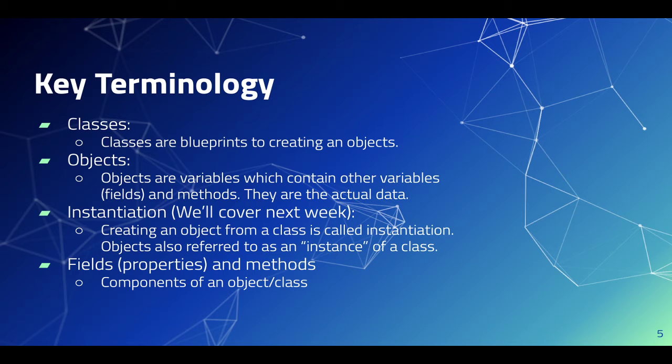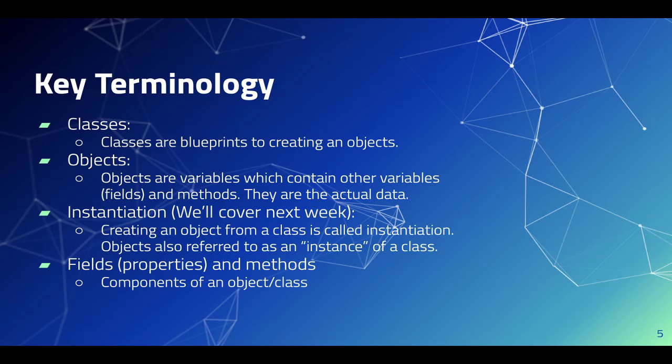We'll cover fields and methods again in the future, and then there's the term instantiation, which will be covered in the next 2-week video, as well as in our classes. Instantiation is the process of creating an object from a class. So like I said, classes are the blueprints. If you're building a house, you have the blueprint laid out to exactly how you would build a house, and the house itself would be the actual object.